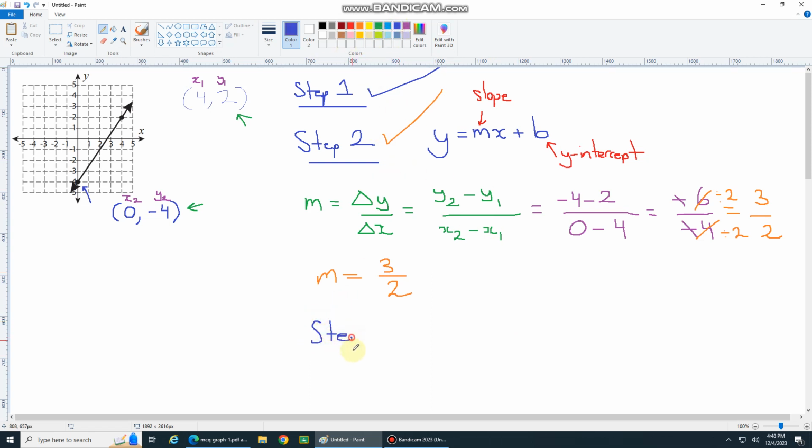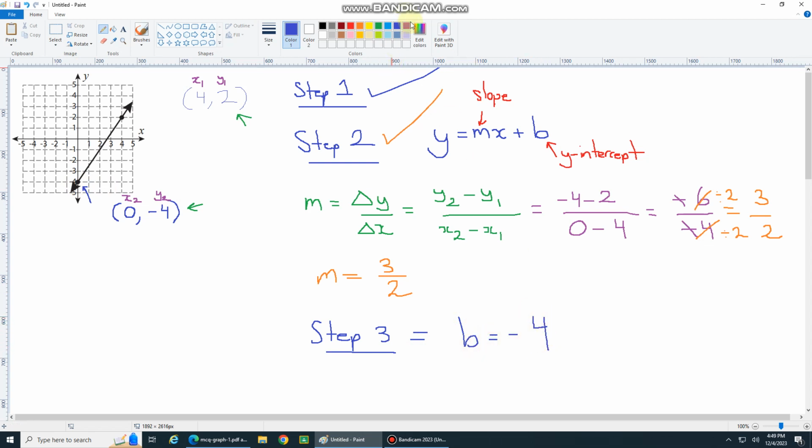And finally, step number 3. I need to find my y-intercept. Y-intercept simply means at what point in this line does it cut into the y-axis. And in this case, the y-axis is -4. So my y-intercept, which is labeled as b, is equal to -4.